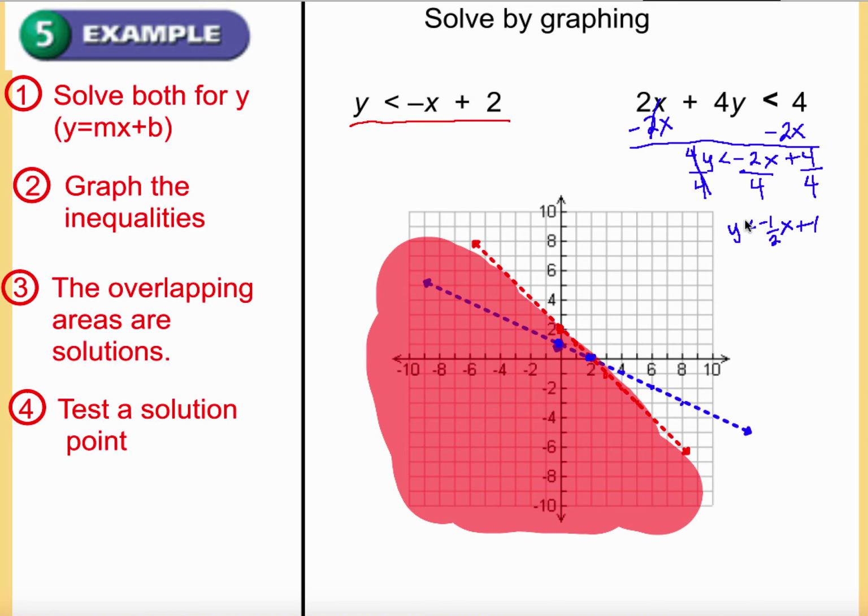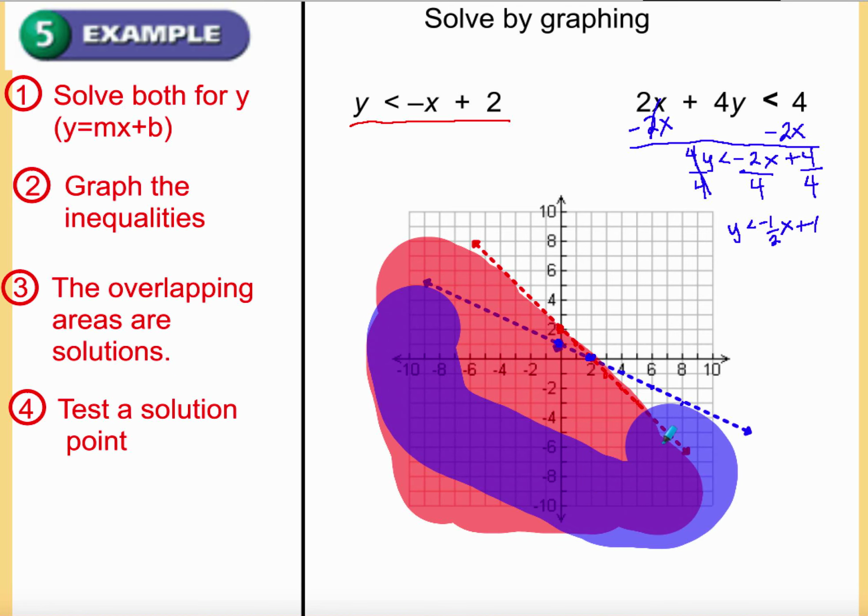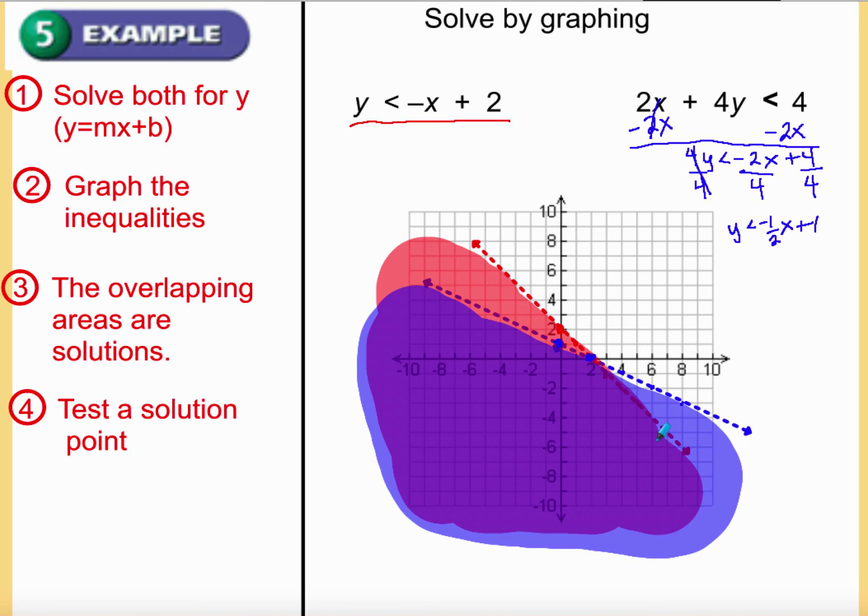Now we have to highlight what's underneath the line because this does say that y is less than this inequality. So get out my trusty highlighter again, this time with the blue, and we are going to highlight everything that is underneath this blue line. All right, so check it out. You can see very clearly that there's this just red area and this just blue area, but then we've got this double overlapping area. This area is where all the solutions are going to live for these inequalities.